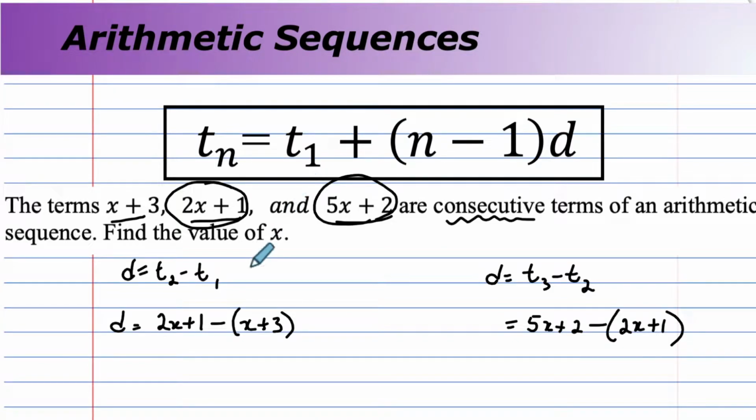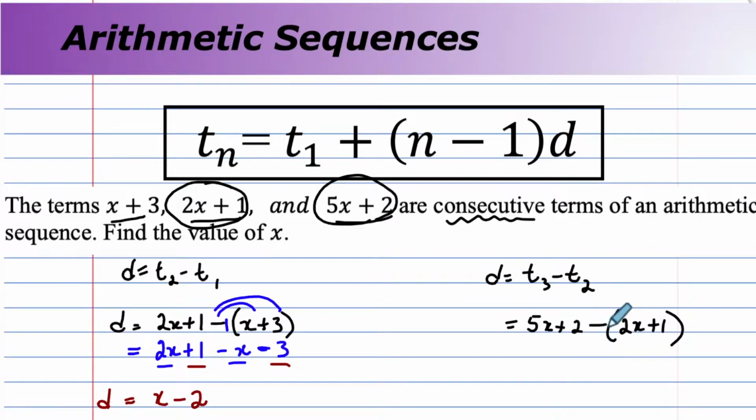Okay, well, let's do these separately. We need to find a simplified version of d here and a simplified version of d here. And both d's are the same. Look what we can do. We'll distribute the negative 1 through, so we have a 2x plus 1, subtract x, subtract 3. Make sure you get that negative sign. And now we'll collect the 2x minus x will give us a positive x, and then a 1 minus 3 gives us a negative 2. So d is x minus 2.